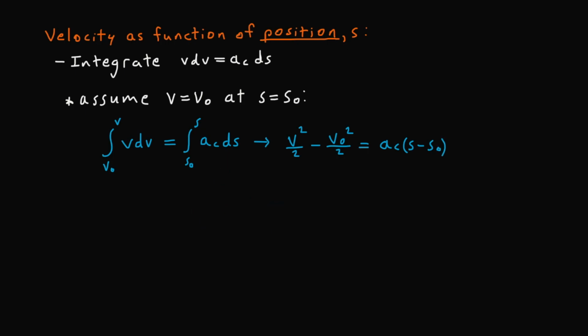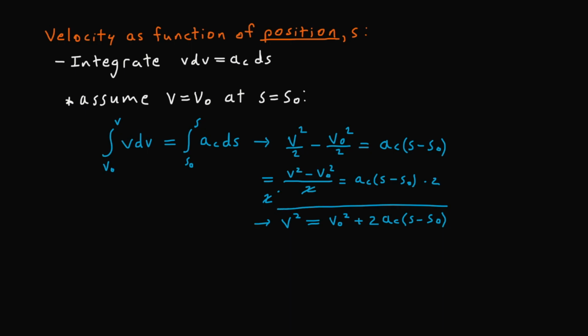So now simplifying this further, we have v squared minus v naught squared over 2 is equal to ac times s minus s naught. Now multiplying the 2 to the other side and adding v naught squared, we have v squared equals v naught squared plus 2ac times parentheses s minus s naught. And so that right there is velocity expressed as a function of position s, of course, at constant acceleration.